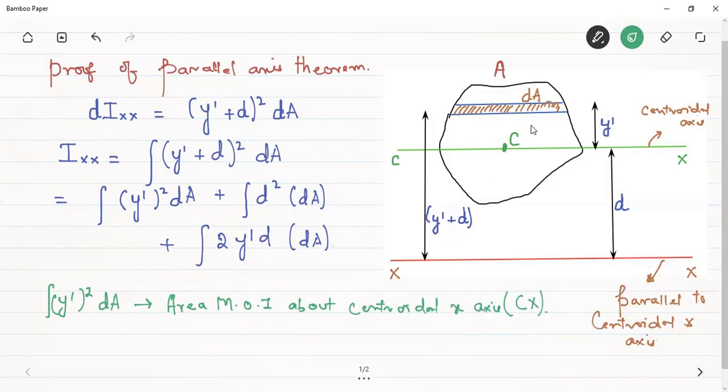Okay, from the definition, it is clear that this integral, y dash square dA, gives us the moment of inertia of the plane figure about the centroidal x-axis.